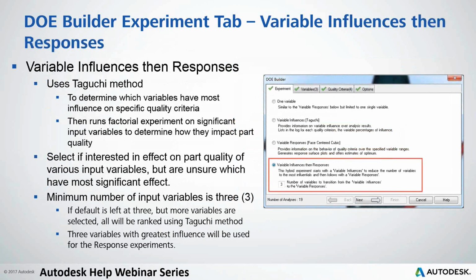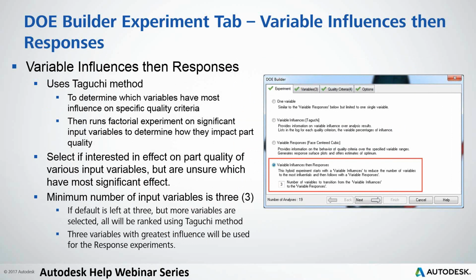And lastly here, we have the fourth option, which is the variable influences, then responses. Variable influences, then responses uses the Taguchi method to determine which variables have the most influence on specific quality criteria, and then runs extensive factorial experiments on the most significant input variables to determine how they impact part quality.